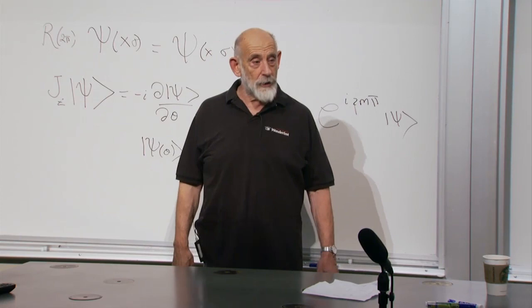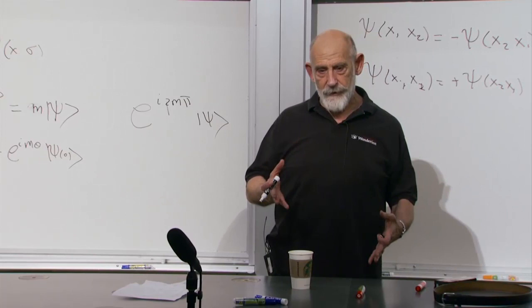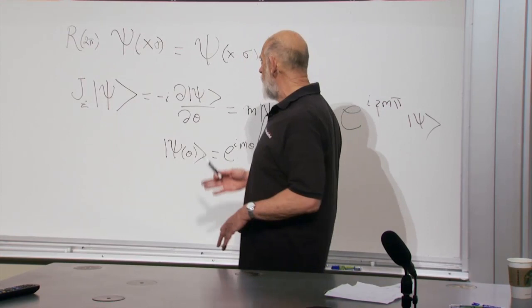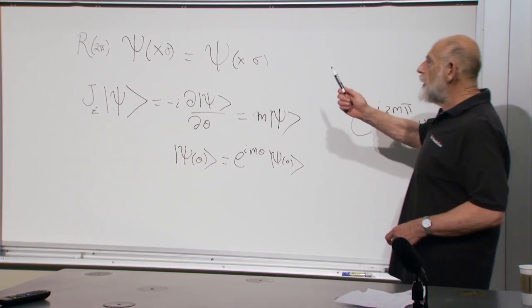Those are the only two possibilities. The spectrum is either integer spin or half integer spin. It's true in two dimensions, it's different. But in three dimensions, the spin is either the integer type or the half integer type, which means that when you rotate around a full 2 pi, either the wave function changes sign or it doesn't.